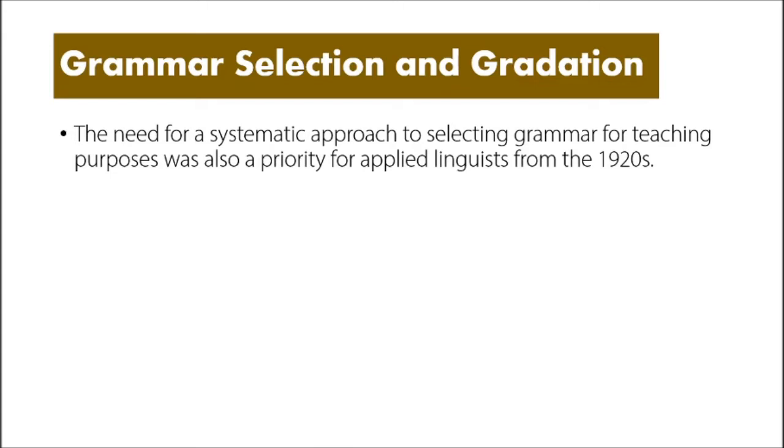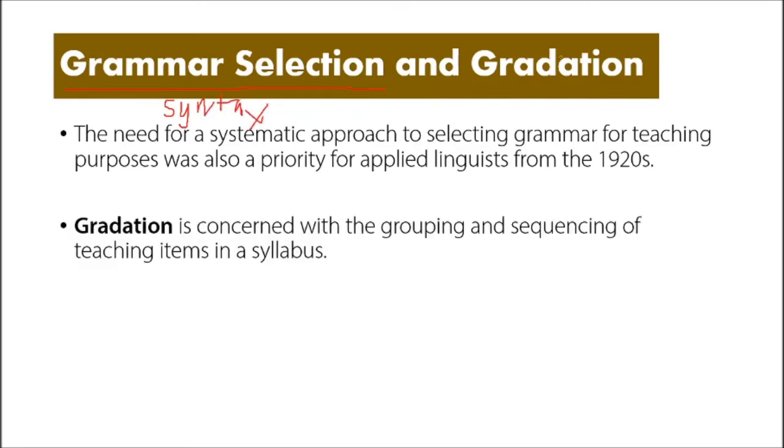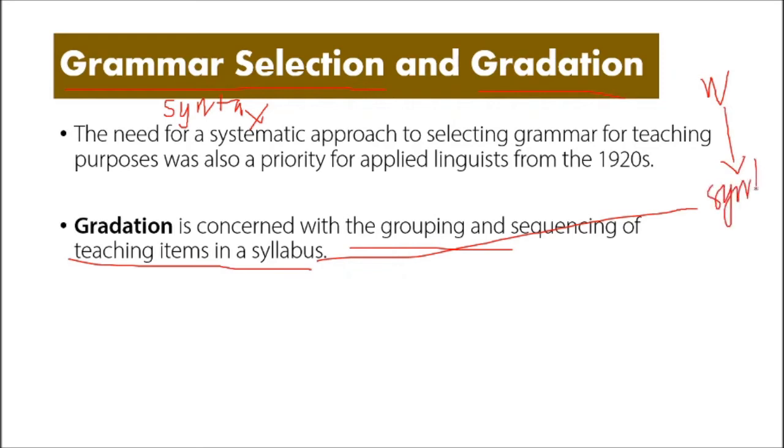Since we know already the criteria on selecting what words are to be included in teaching the second language, now we have to proceed with the grammar selection. How are we going to use those words in forming sentences? So this is particularly referring to the syntactic format. All right, and then gradation here means concern on the groupings and sequencing of the teaching items in the syllabus. So we have here, starting from word to syntax, the grammar, and then how to arrange the content in the syllabus design.